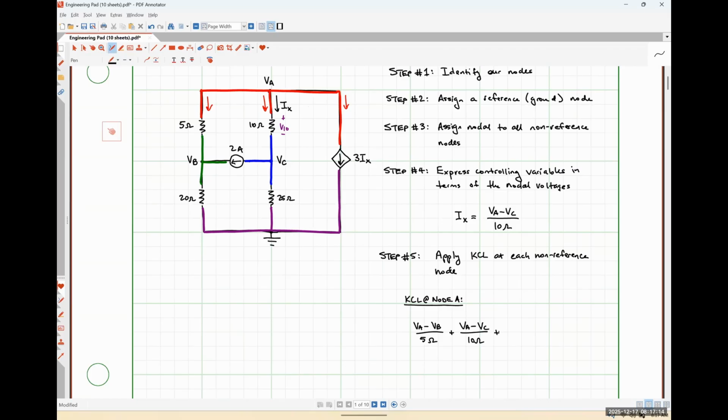Any thoughts? 3ix. So if the current source tells us that there's 3ix of current flowing down, then that's how much current there is. Can't you put VA minus VC over 10? So VA minus VC over 10 is the current that's flowing down through that 10 ohm resistor. This guy is a different current. Now, are you saying multiply that by 3? So we could do that as a substitution, and we probably will wind up doing that in a minute. But whenever I see a current source, I just put the magnitude in the equation. Okay.